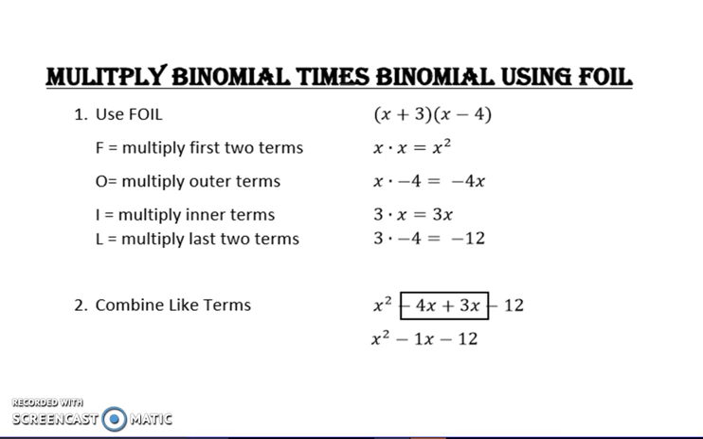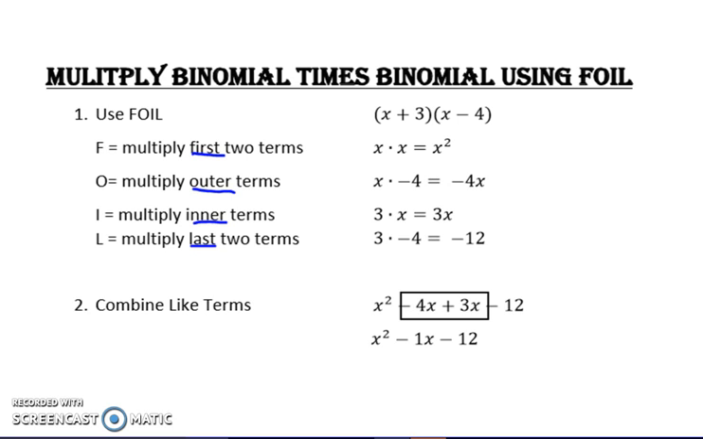The first method we're going to look at is called FOIL, and FOIL is just an acronym. F is for the first two terms, O is for the outer terms, I is for the inner, and L is for the last two terms. And if we look at our example, the first two terms in our binomials is x and x. Well, x times x gives me x squared. Our outer terms are x and negative 4. Inner is 3 and x, and our last are 3 and negative 4.